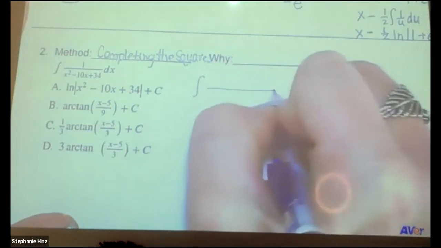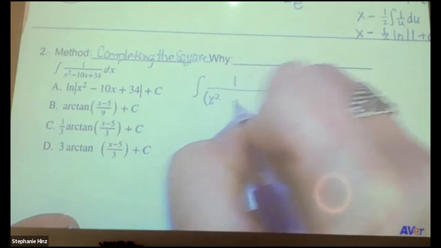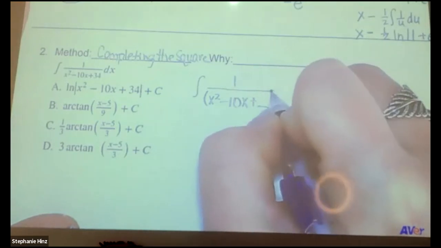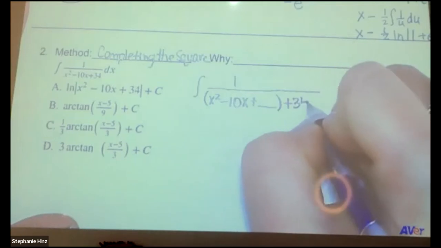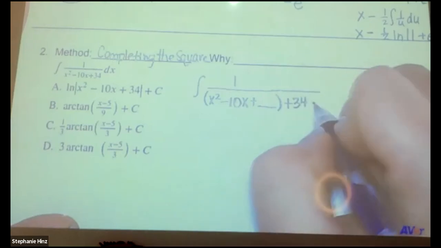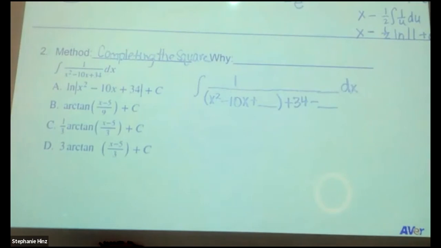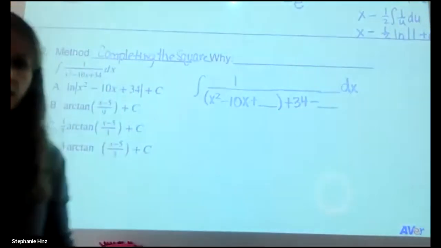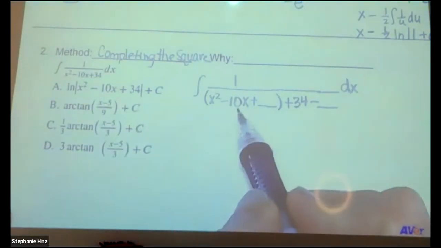Don't worry about that. So in this denominator, I have x squared minus 10x. I like to leave a blank. And then I've got plus 34. And if I'm going to add something and I want it to stay the same, I better also subtract that same thing. So everybody has their own methods. I still leave a blank here and here for myself so that I remember that. Completing the square, you take your b term.